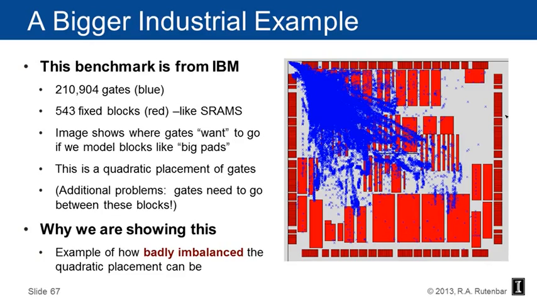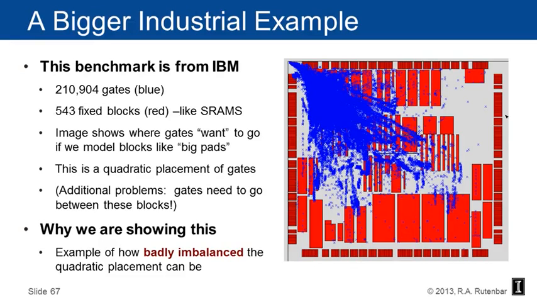This benchmark is also from IBM. This has about 211,000 gates. They are in blue. And about 543 fixed blocks. Those are the red things. You imagine some designer has simply put them down in the right places where they want to go. And the image shows where the gates want to go if we model the blocks like big pads. And this is a quadratic placement where we model all of the wires as two-point quadratic connections with appropriate fractional weights, and we solve the placement problem.